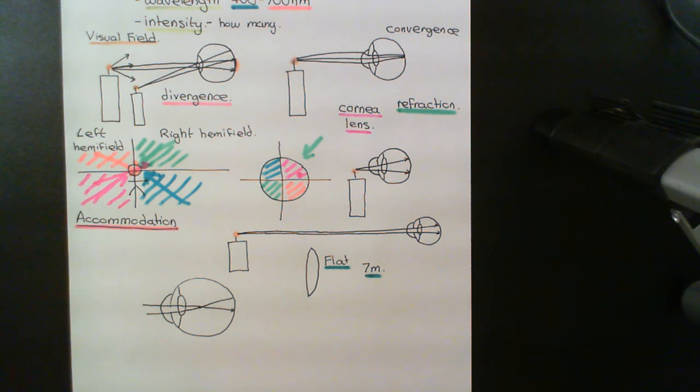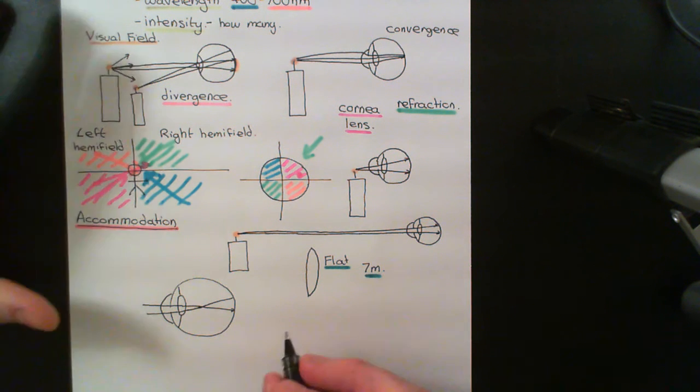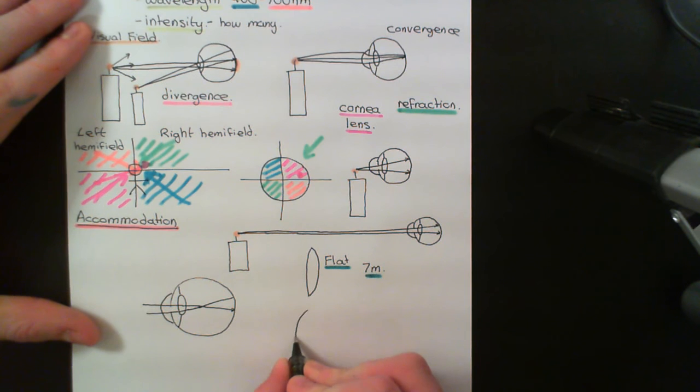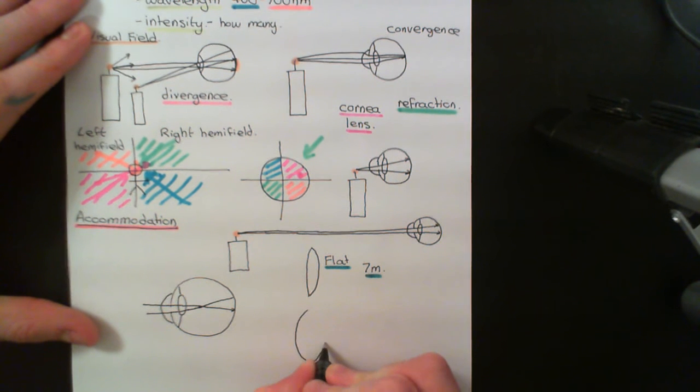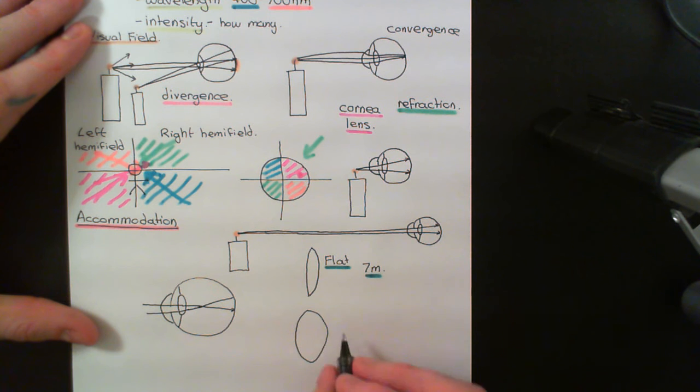we bring a candle closer than 7 meters? How can we focus on things that are closer than 7 meters to us? And the answer is that we're going to change the shape of the lens. We're going to make it more globular. So we're going to contract the ciliary body muscle. Okay, that will make the zonule of Zinn slack, and therefore the lens will adopt a more globular shape.